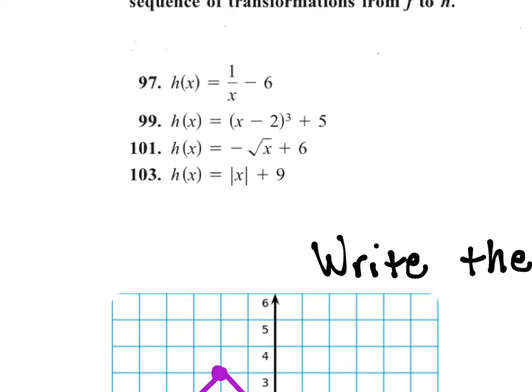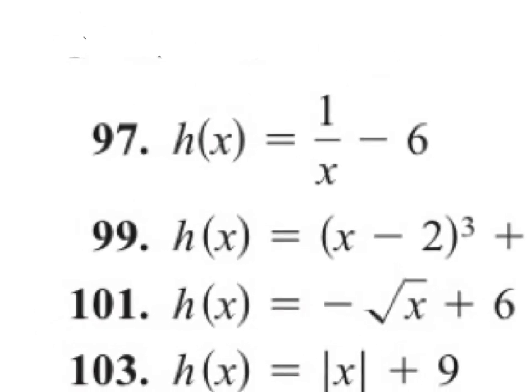So in 97, what parent function is 97? Quadratic, cubic, linear. What is it? It's rational. Very good. And what does this minus 6 mean?